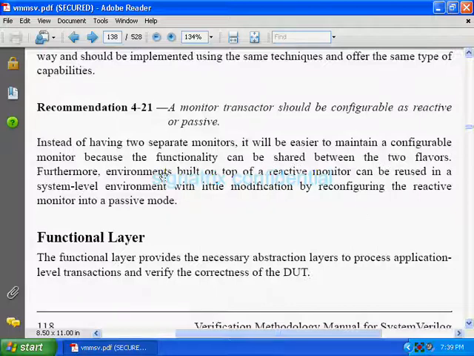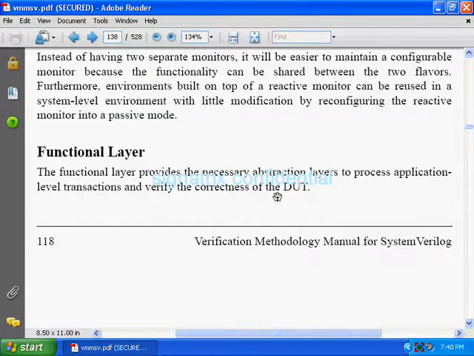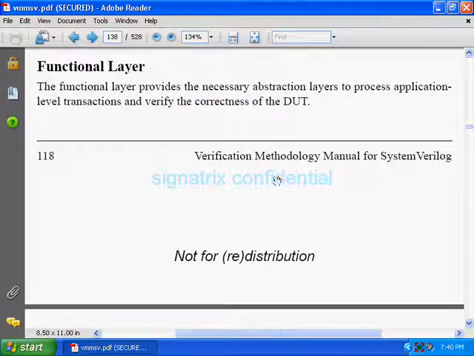So that is what I told you, there should be a configuration. You can use a switch or a parameter in order to configure the monitor in active mode, reactive mode or passive mode. Coming to the third layer of the verification environment, that is the functional layer. So what is the responsibility of the functional layer?